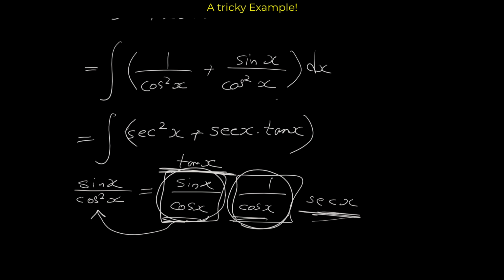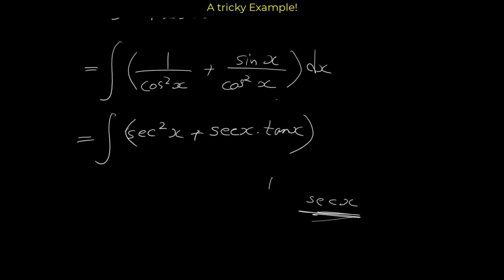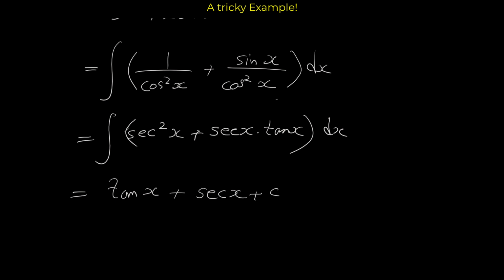So only we are using our knowledge from trig identities. And finally, we are ready to find the integral. Integral of secant squared, from integral formulas, is tangent. And integral of secant times tan is secant x, because the derivative of secant is secant times tan. So integral of secant times tan is secant.